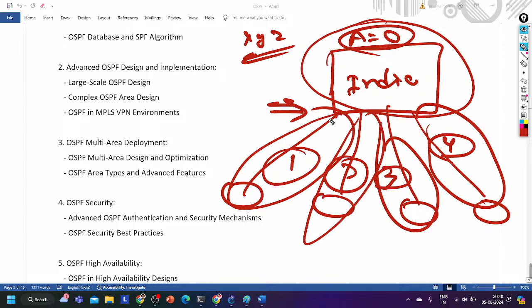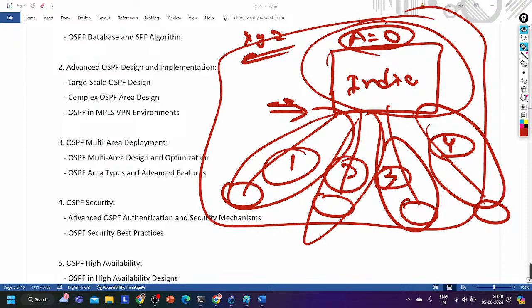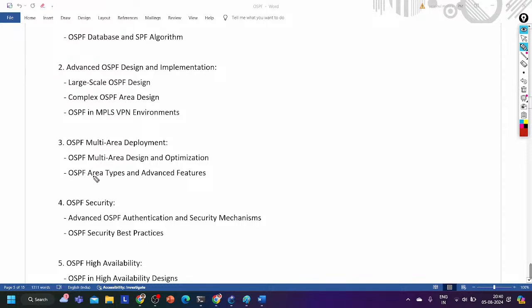Don't worry. These are the advanced configurations, the advanced topics of OSPF. You have to understand the requirement. Why am I configuring OSPF like this? Why am I not advertising the entire network in a single area, right? So these are part of CCIE, where you are going to learn OSPF multi-area deployment.